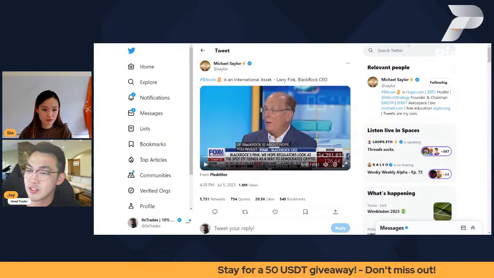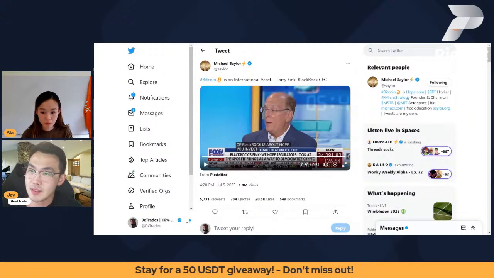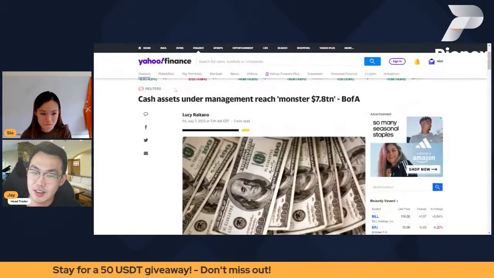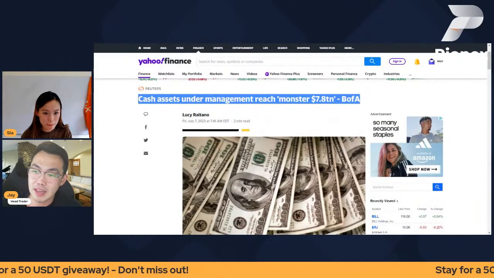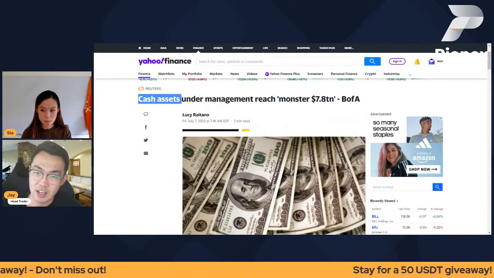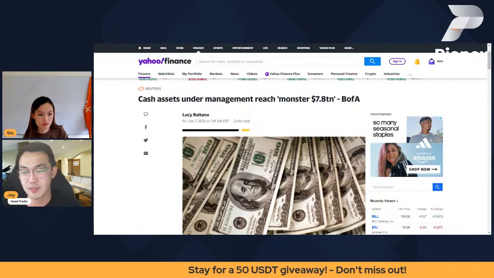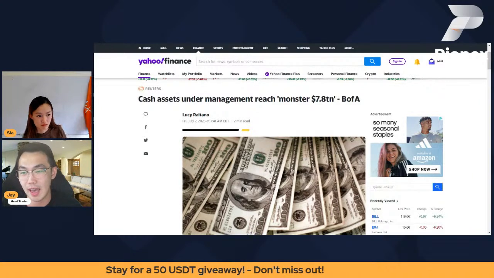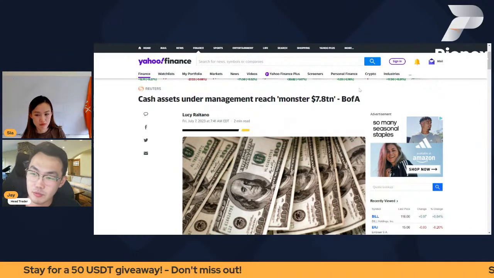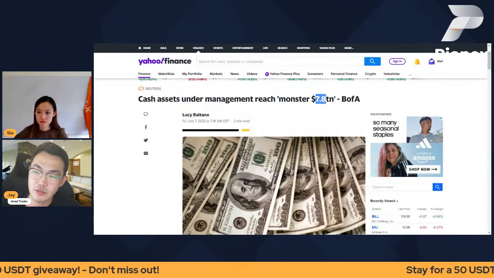And let's just see, right? So let me share this. The cash assets under management. Basically, because the interest rate in the U.S. is so high right now, cash is basically an asset. People are holding cash instead of investing. It has reached $7.8 trillion.